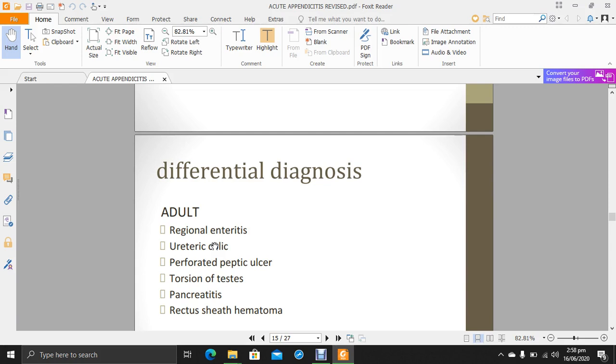Even sometimes the sonologists mention in their findings that the probe sign is positive. The patient does not like to have the ultrasound probe in the right iliac fossa. So this is all about ureteric colic and acute appendicitis, so that you can remember.